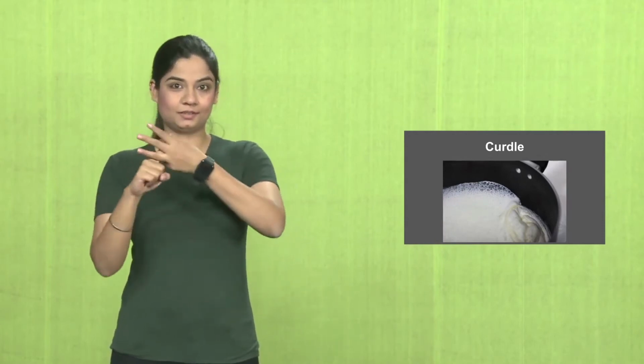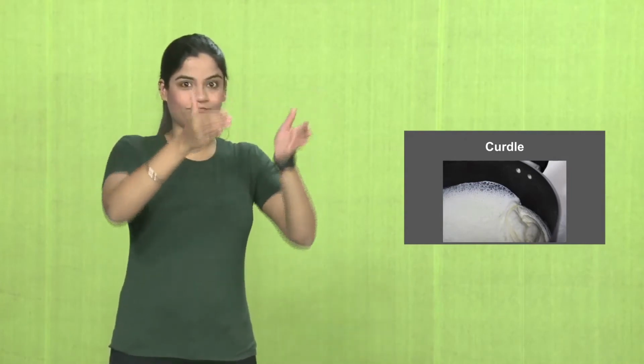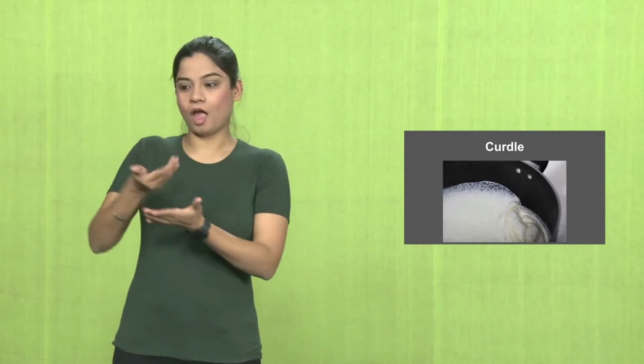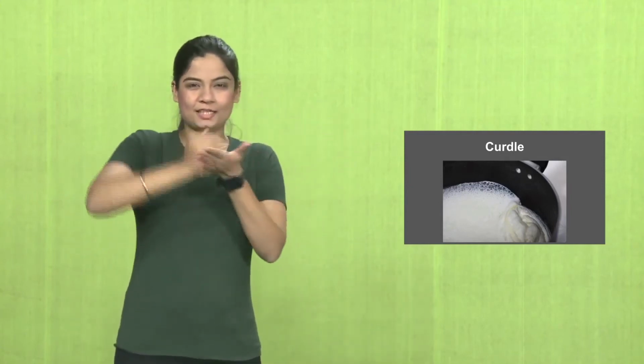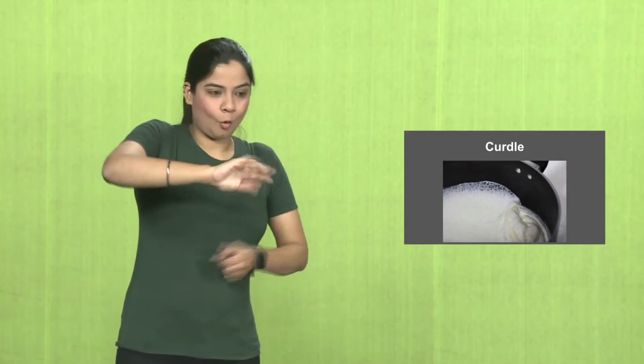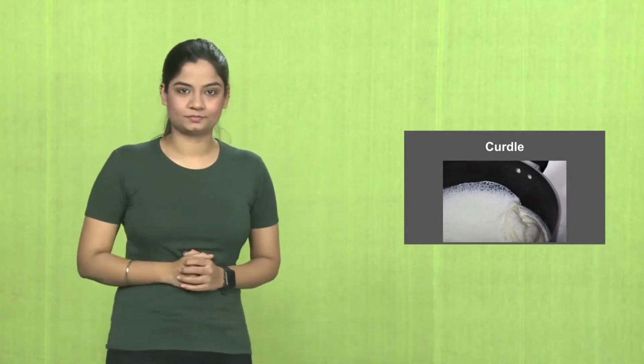Curdle. Spread it into curds. For example, the milk, it curdles and becomes curd. We have to put in a little curd inside a bowl of milk and it turns into curds. So the process is curdle.